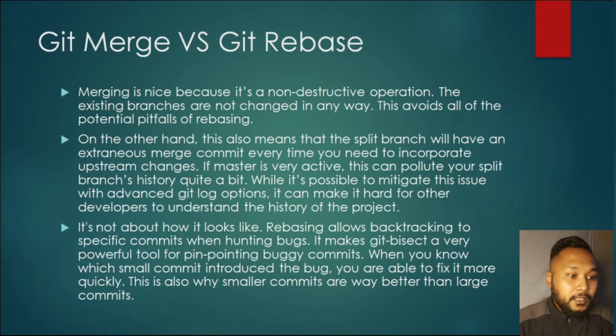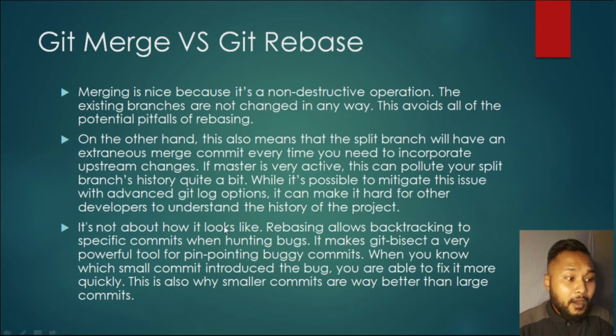Yep, all the commit history is going to come up into your split branch. So while it's possible to mitigate this issue with advanced git log options, it can make it hard for developers to understand the history of the project. So we can also minimize what the log is going to show on the history, like commit messages, on our split branches, which we want to show and not show by using git log options, but it's still quite complex and confusing. So we have to think smart and choose a better option when we can.